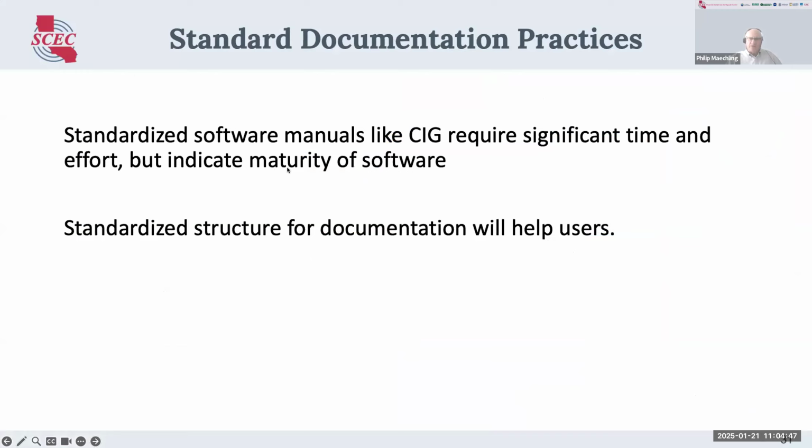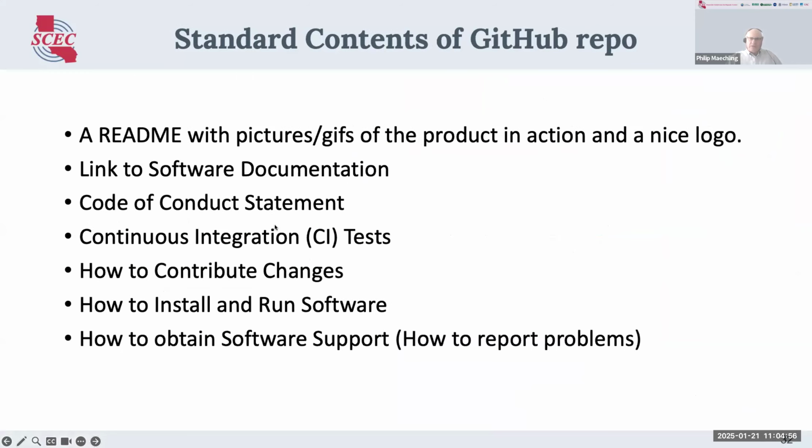Standardized software manuals require significant time and effort. They indicate maturity of your software. As an example, within SCEC, we've just defined the standard contents for our GitHub repo. When we create a new repo, we ask for a README, links to the software documentation, a code of conduct, some continuous integration tests, information on how to contribute changes, clear information on how to install and run the software, and information on software support. So this is common information you should find in any of our Git repos.